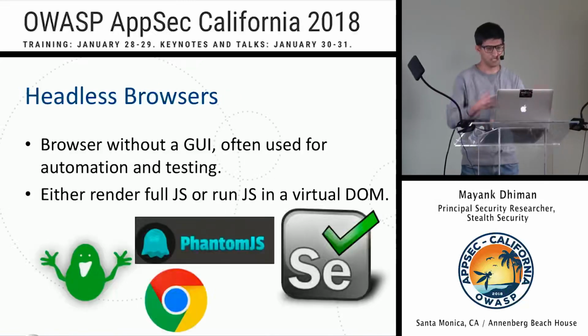For example, the first example is headless browsers, right? Headless browsers are browsers without a GUI. They're often used for automation and testing. Many times they are full browsers, or many times you are actually running JavaScript in a virtual DOM. And of course, they are scriptable. For example, you can inject events, like go to this button and click this button, or you can inject keystrokes or whatever, right?